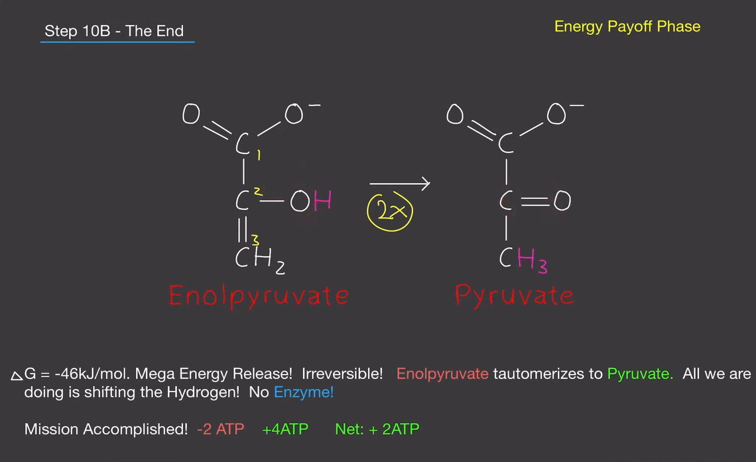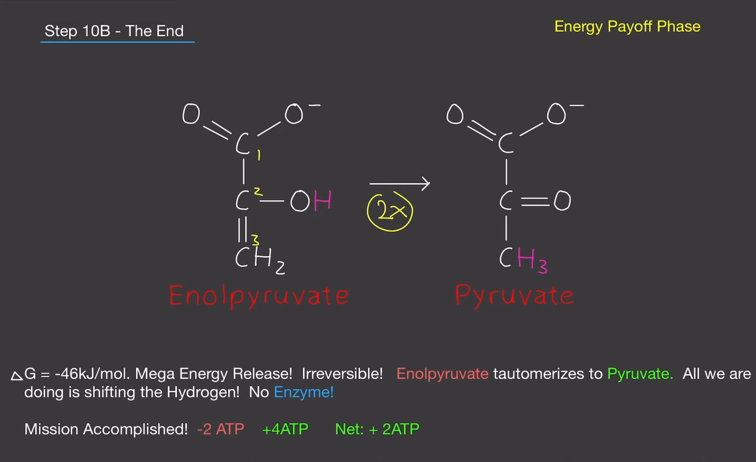This is pyruvate. The delta G value for this is negative 46 kilojoules per mole. This is mega energy release, giga energy release, monster. It is so big that this is irreversible. Once we make pyruvate, there is no going back. We're not going to make enol pyruvate. We cannot go backwards. Like most of the steps in glycolysis, which is reversible, this is irreversible. We cannot go back. Once we get pyruvate, we can only go forward. So all we're doing is basically just shifting the hydrogen around to carbon number 3.